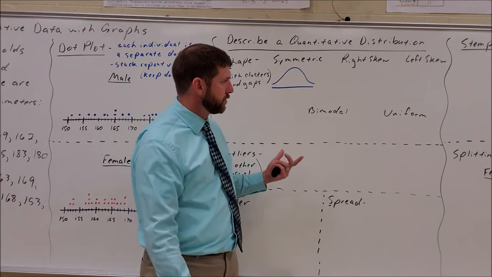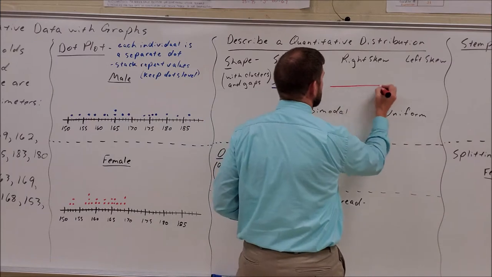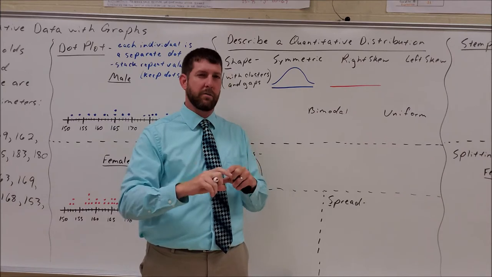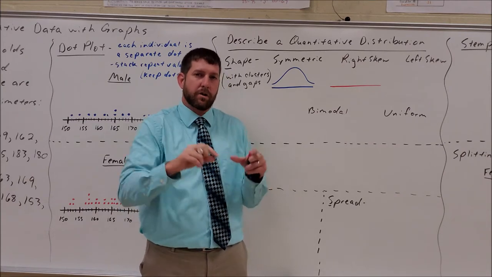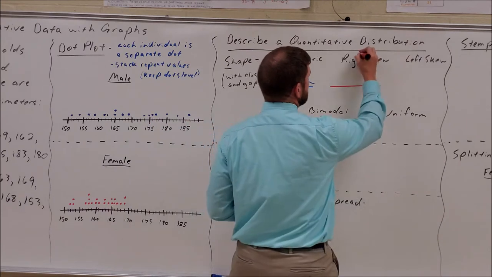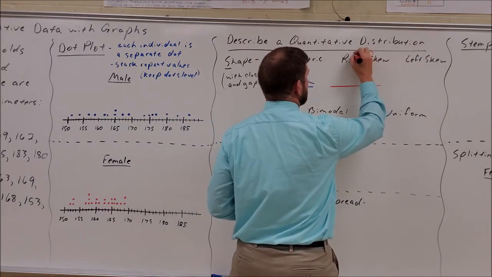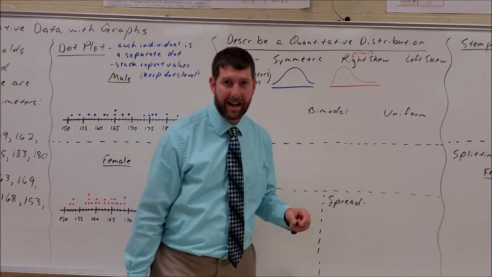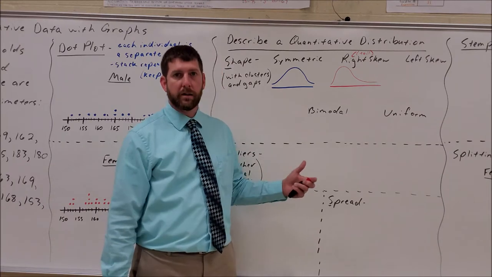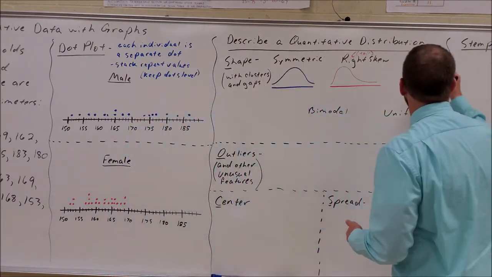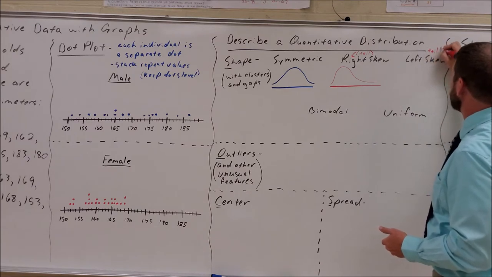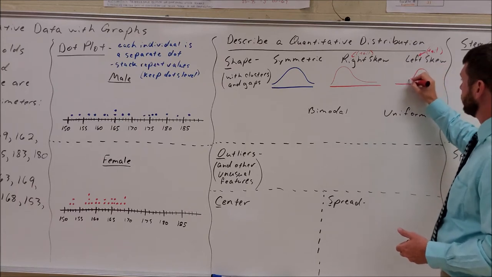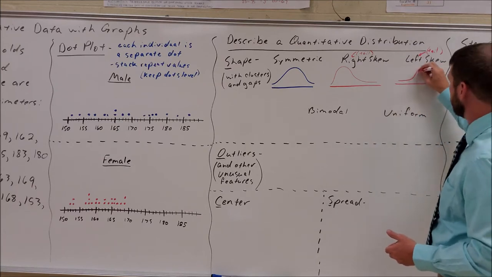Right skew is going to be off kilter on the right side. If skew means not right or messed up, that means not symmetric on the right side. So right skew means that the tail is on the right side. The bulk of your data is over here on the left, and then it drags out to the right. That's a right skew distribution. Left skew means the opposite. In left skew, the tail is on the left side, so the bulk of your data is on the right, and then it tails off to the left.